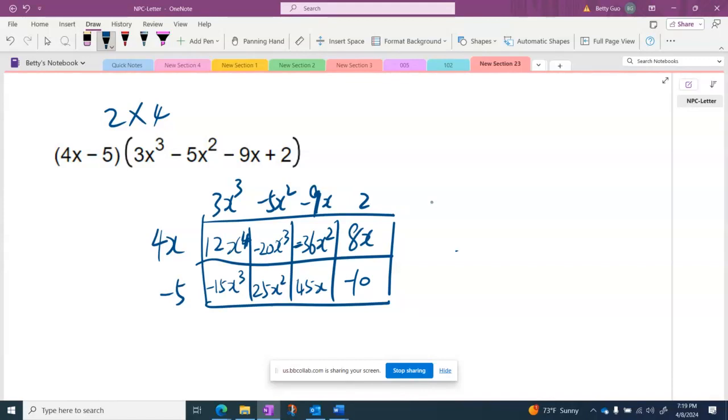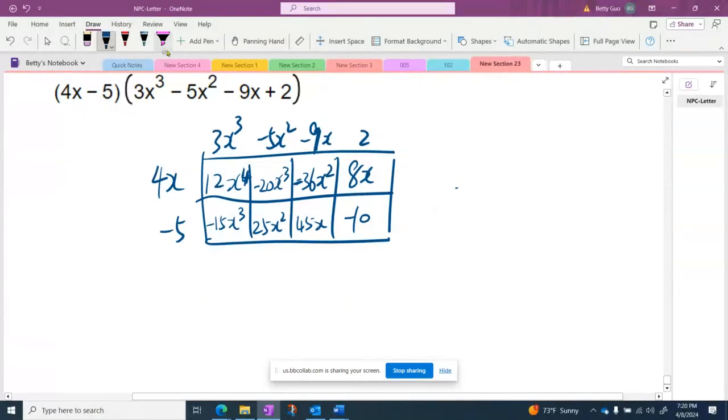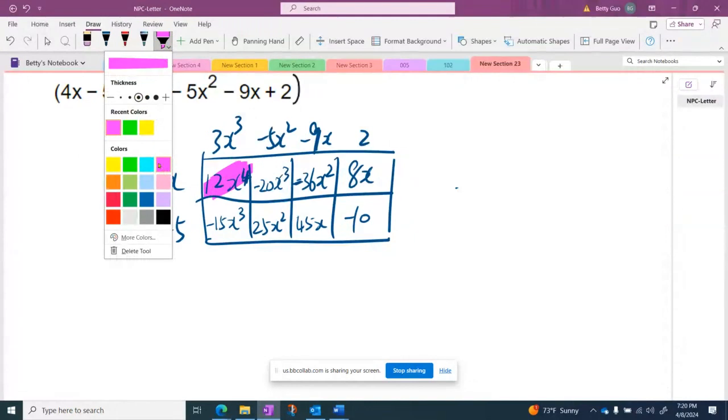Double check. 12x fourth, negative 20x cubed, negative 36x squared, 8x. I think if you know, you know. If you don't understand, you probably still don't understand. What I can do is you ask a specific question, and I'll explain. And let me color them. Remember, we have a diagonal pattern here.